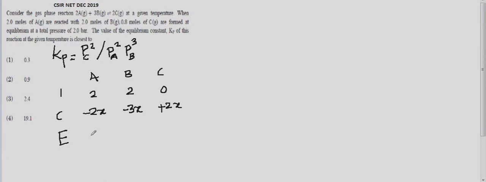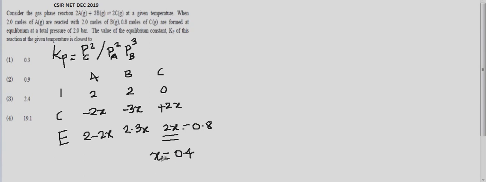So the concentration in terms of number of moles of A is given by 2 minus 2x. This should be 2 minus 3x. This should be 2x. And this concentration they have given in the question that it is 0.8, and this is equal to 0.8. So we can calculate x from that. So x is equal to 0.4.